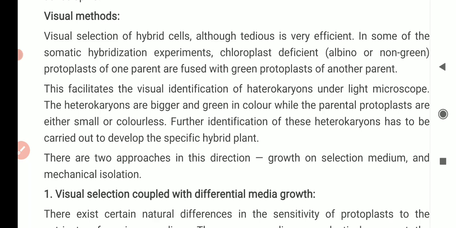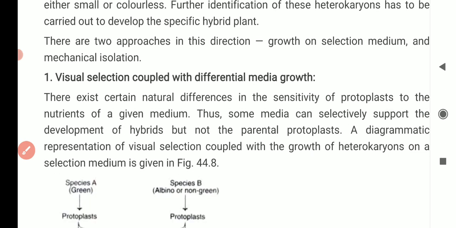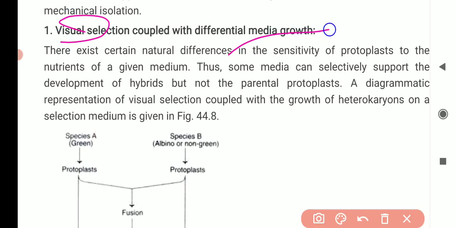So you have to identify the types, the heterokaryons, under the microscope. The heterokaryon should be big and green and the parentals are small or colorless. So there are two approaches: grow on the solid medium and mechanical isolation. So you select using your eyes, but you have to grow on a differential growth medium.